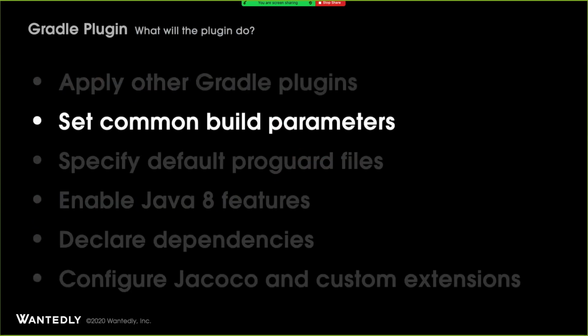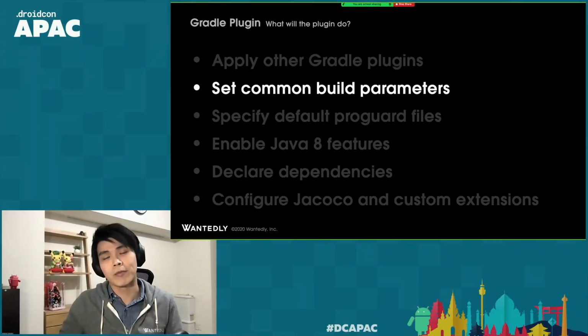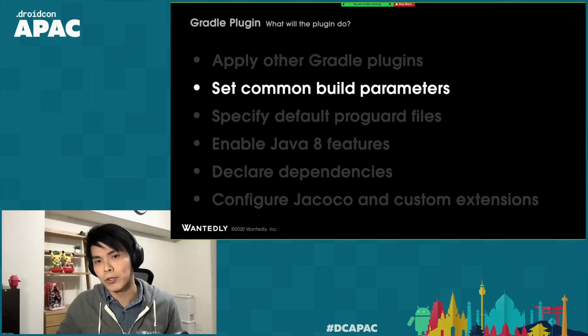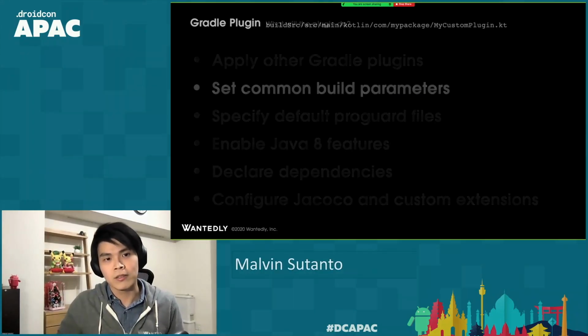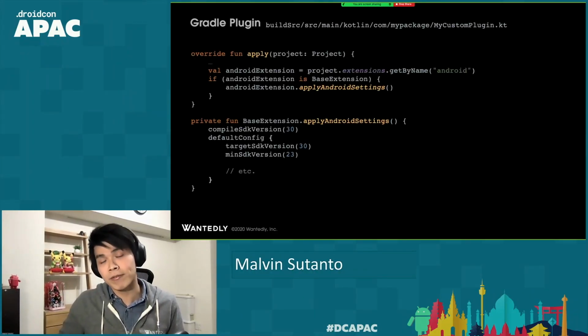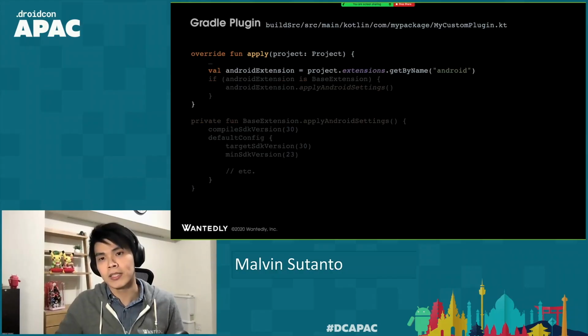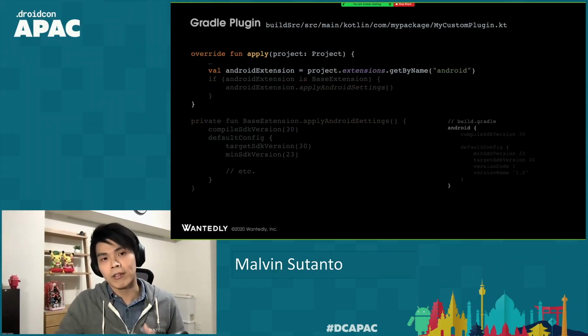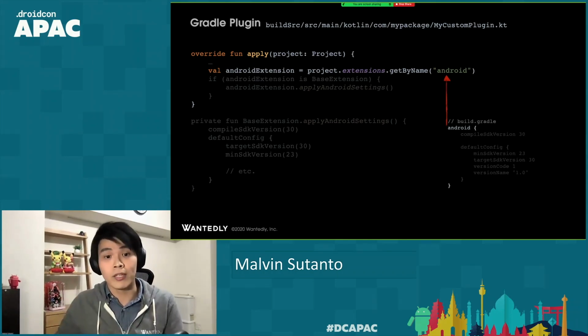Next, I want the Gradle plugin to set common Android build parameters for all types of modules. To do that, I will first get a reference to the Android block because, as you remember, our plugin will be applied on top of the Android Gradle plugin. So the Android block here refers to the android block in your build.gradle files.